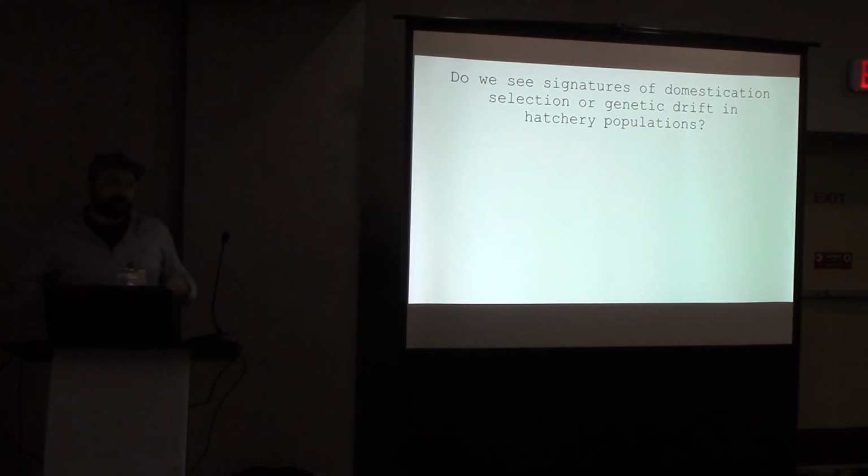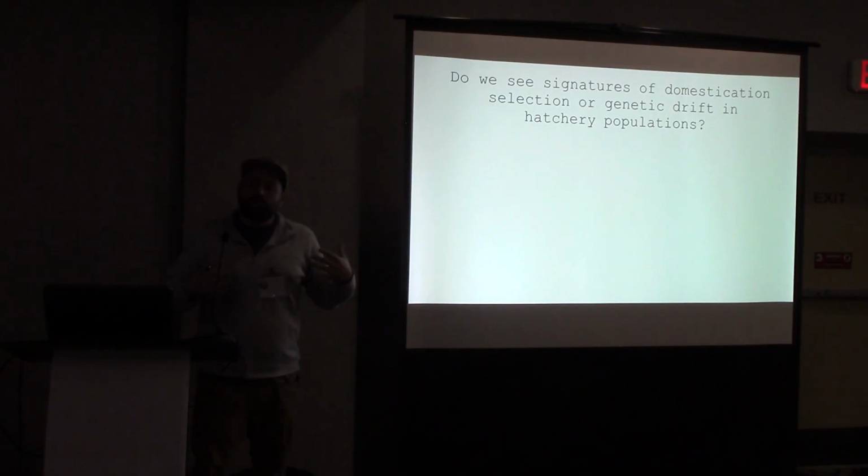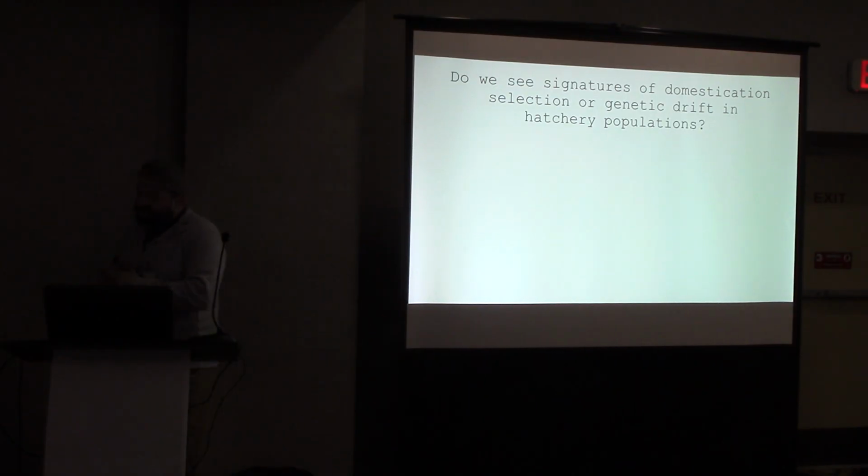Select regions of the genome, right? We've been talking about that a lot. So now, let's address that. Do we see signatures of domestication selection or drift in hatchery populations relative to the wild population?